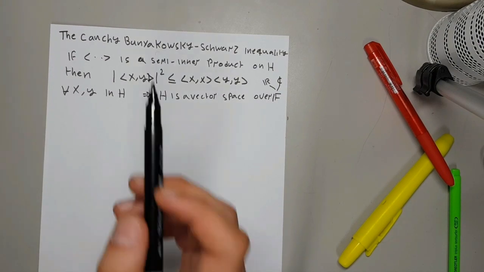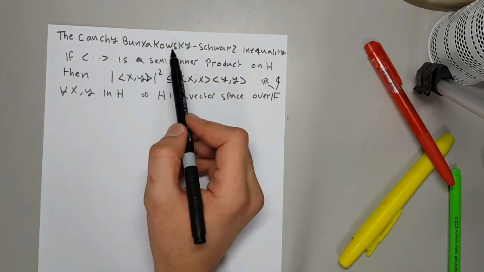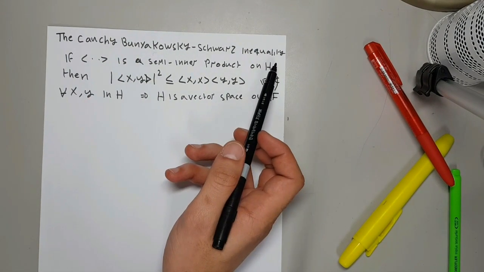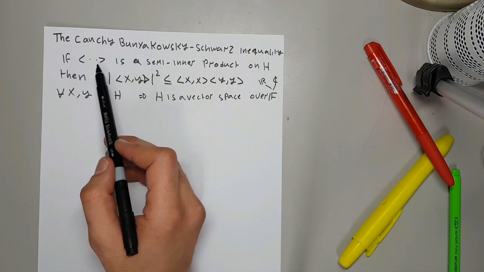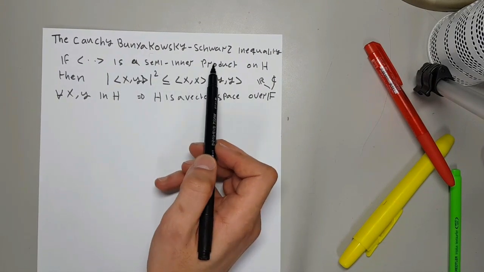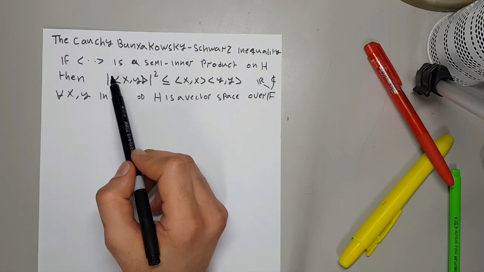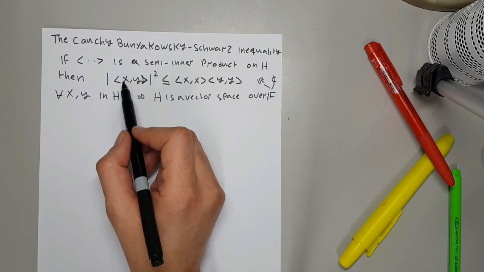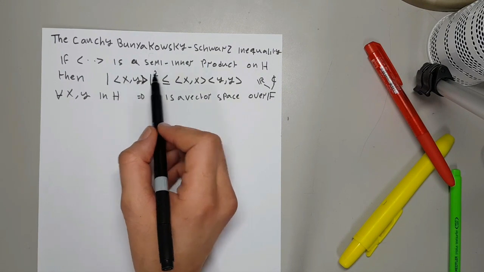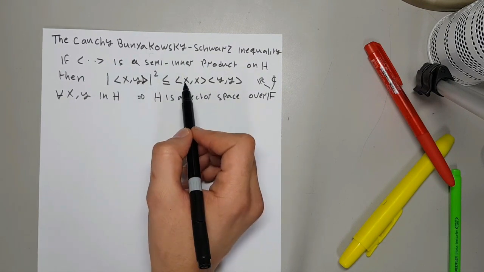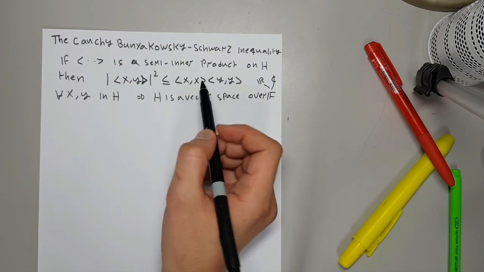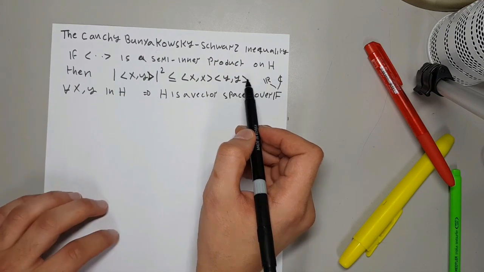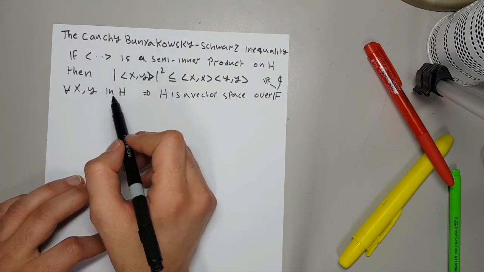Okay, welcome to this video. We want to prove the Cauchy-Bunyakowsky-Schwarz inequality. What this inequality says is that if we have a semi-inner product on H, then the absolute value of the semi-inner product between x and y, squared, is less than or equal to the semi-inner product between x and x times the semi-inner product between y and y, for all x and y in H.